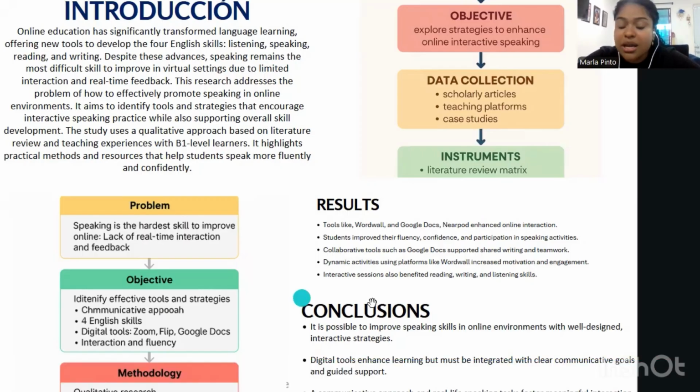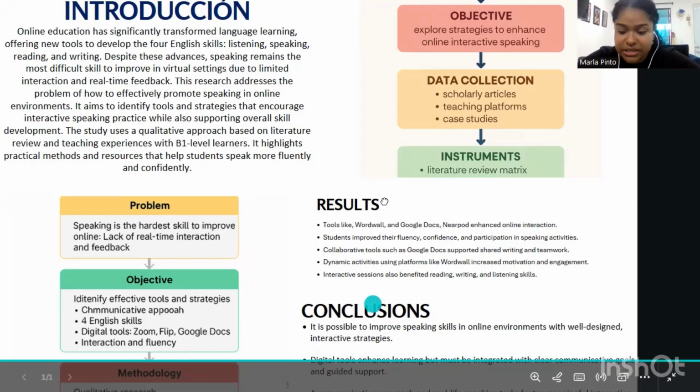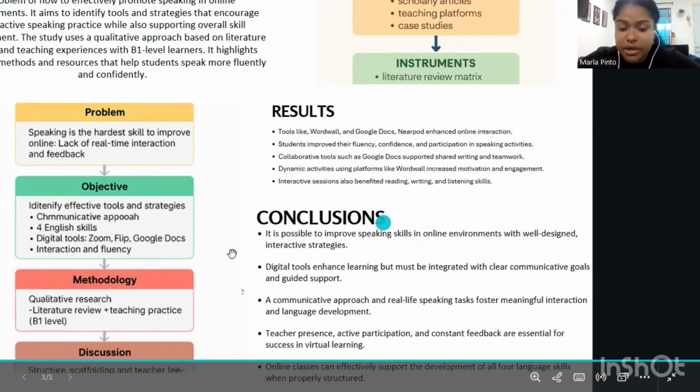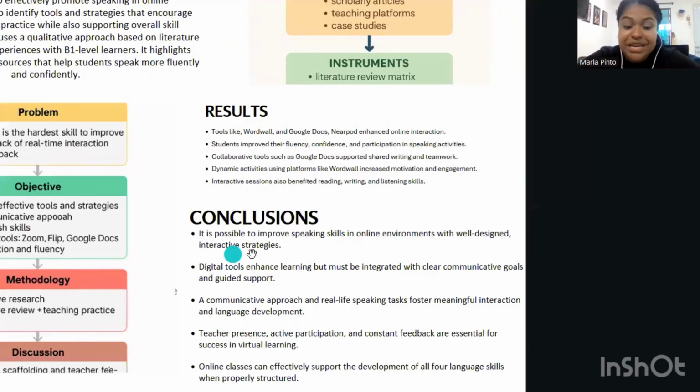What are the conclusions in this context? Okay. Conclusion number one: it is possible to improve speaking skills in an online environment with well-designed interactive strategies. Number two, digital tools enhance learning but must be integrated with clear communicative goals and guided support.